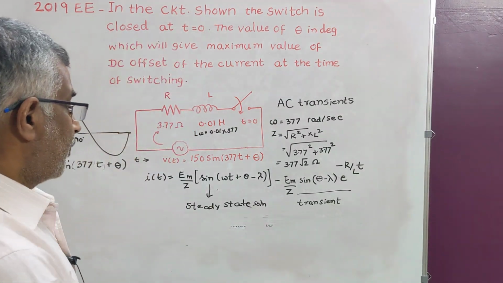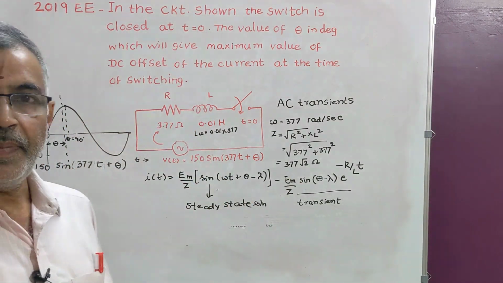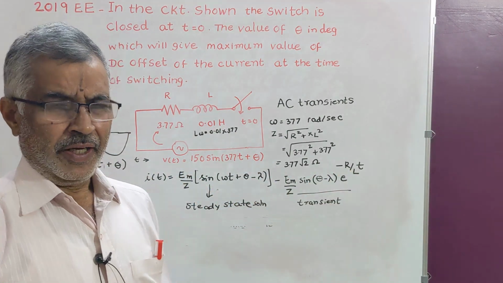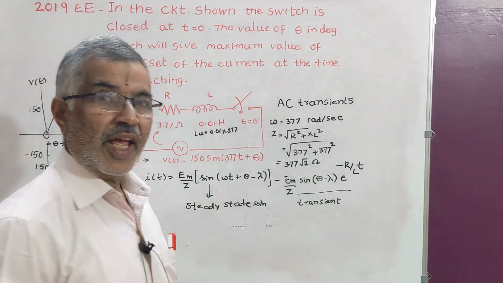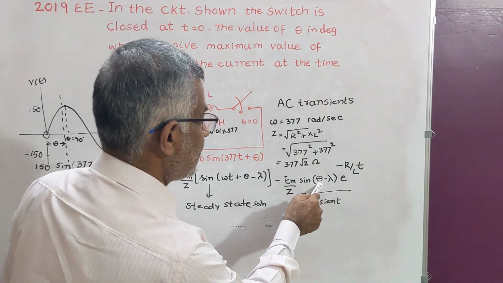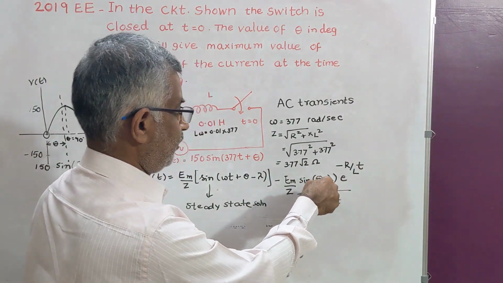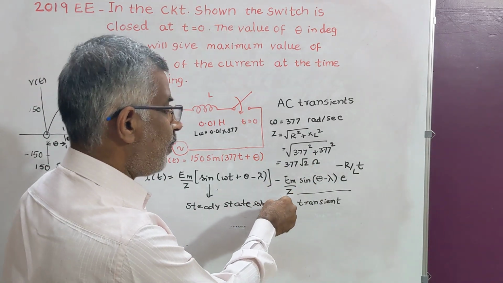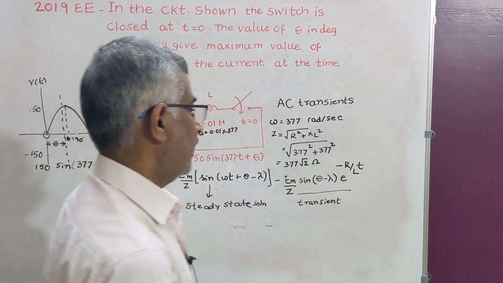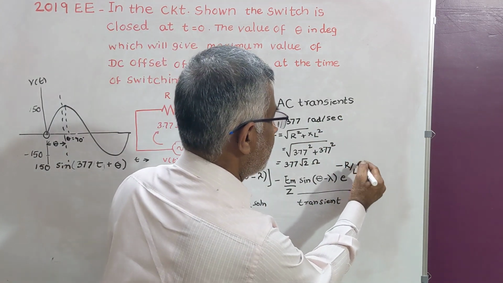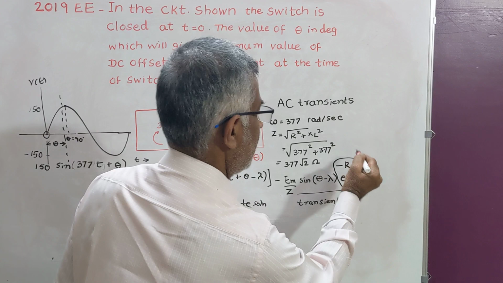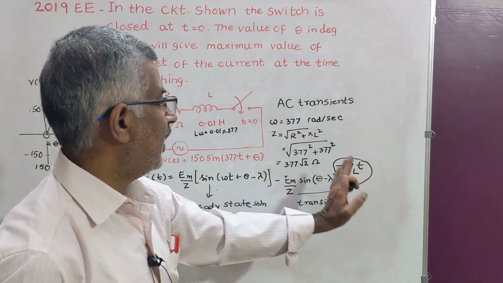And you must observe, here there is t. That means this part is periodic in nature. It continuously varies with time and phase. Whereas this one is a constant term, because theta is a constant, lambda is a constant, Em is a constant, impedance is a constant, R is a constant, and L is a constant. Only t is variable. So no doubt this part is varying.